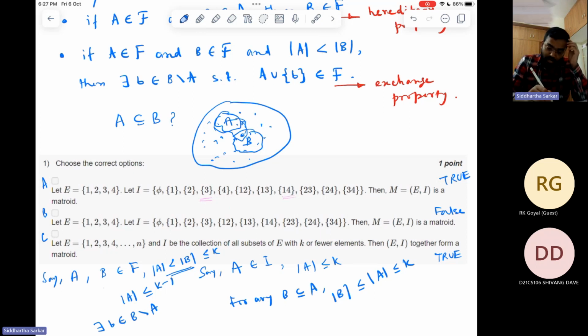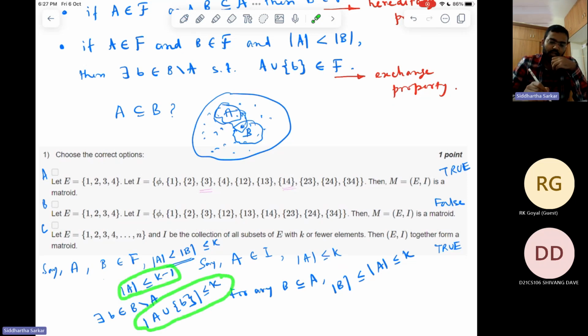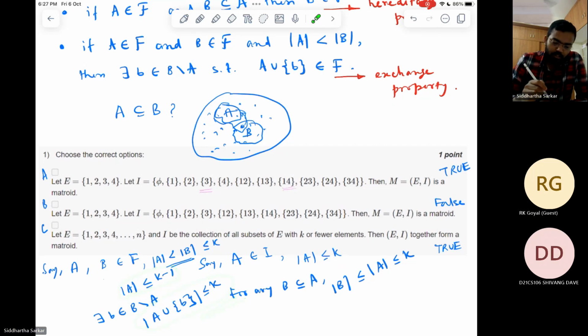So now even if you take the union of that element with A, the cardinality of that union is not going to exceed K, isn't it? So that is the reason we have the exchange property satisfied. So therefore, this is a matroid.